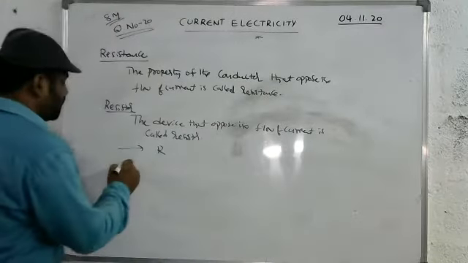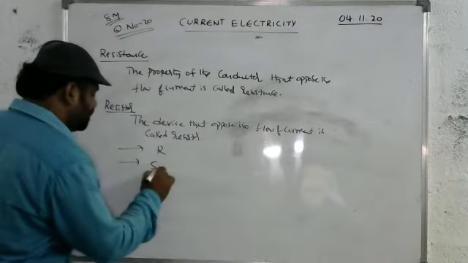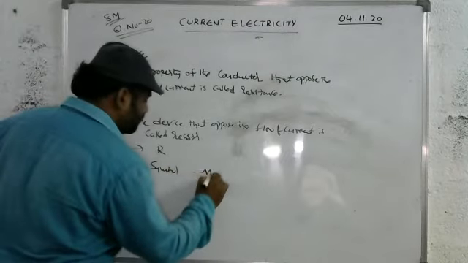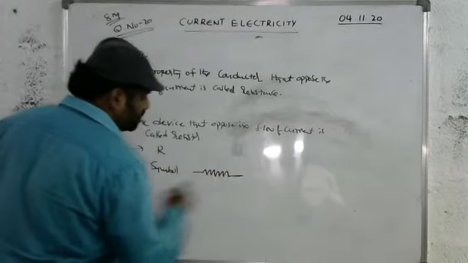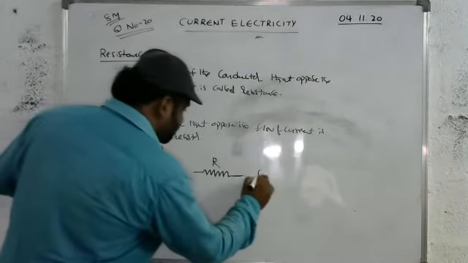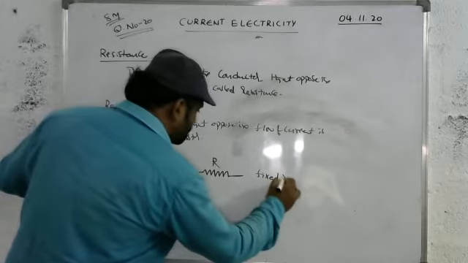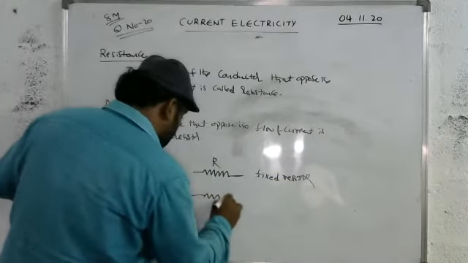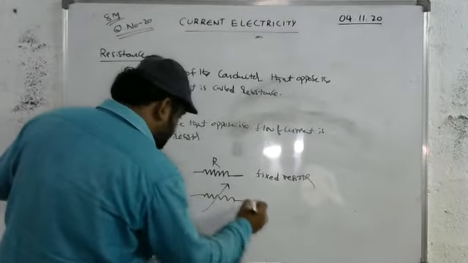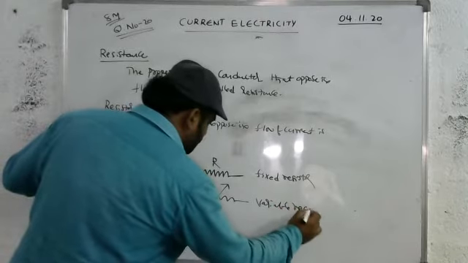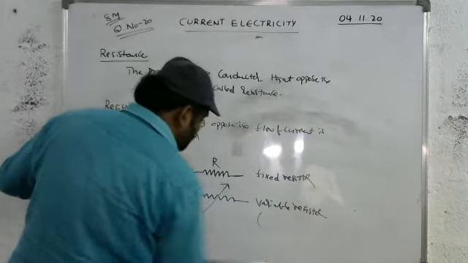The symbol for the resistance is like this. This is the symbol for resistor R. This is a fixed resistor. And you can keep an arrow like this. This is a variable resistor, or we can call it a rheostat.